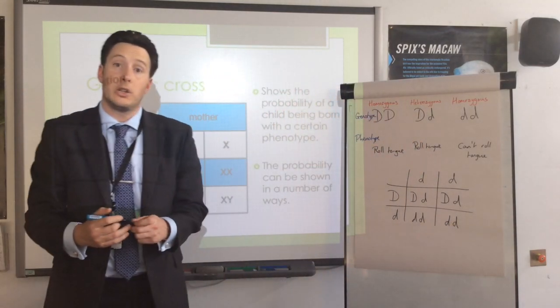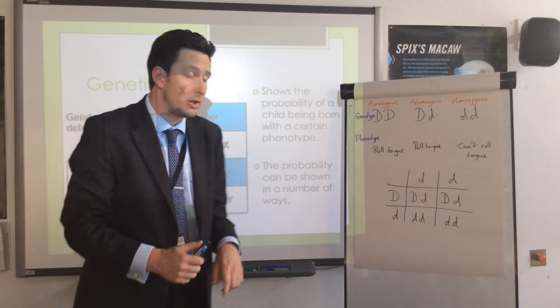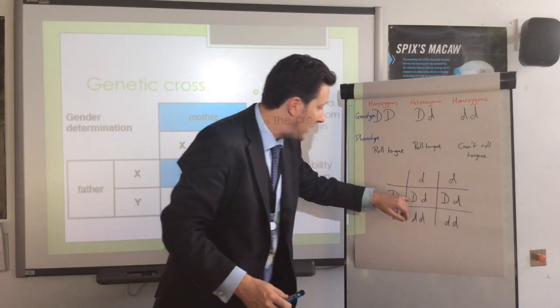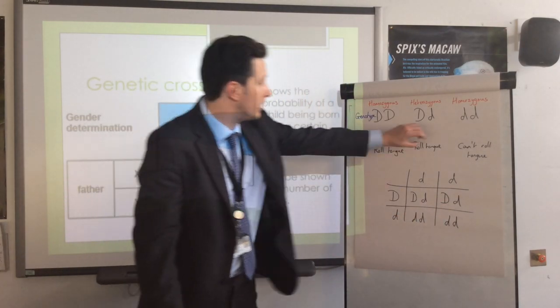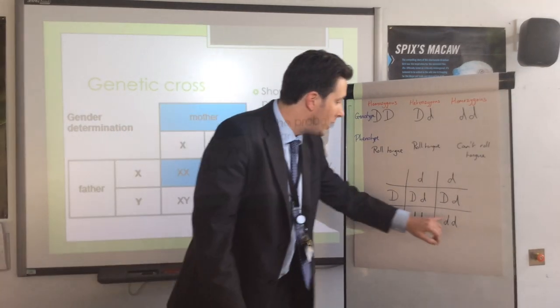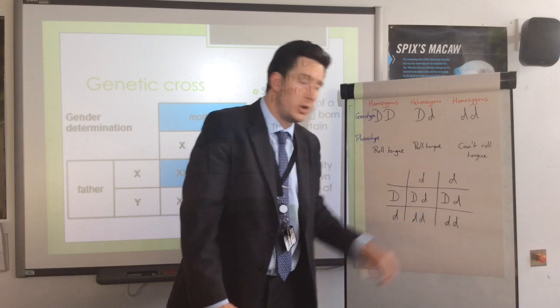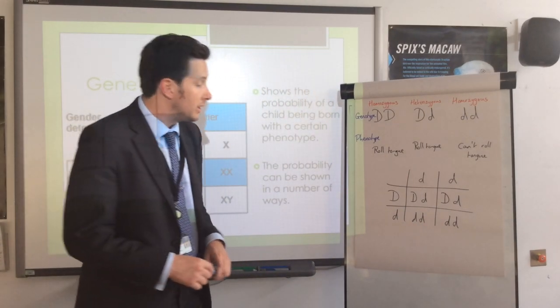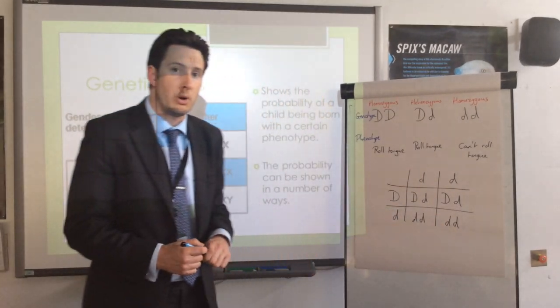Now I look at the children that are born from that cross. I've got two which have the dominant gene, so they will have the dominant characteristic. These two can roll their tongue. And I have two that cannot roll their tongue, have two of the recessive characteristic, so they cannot roll their tongue.